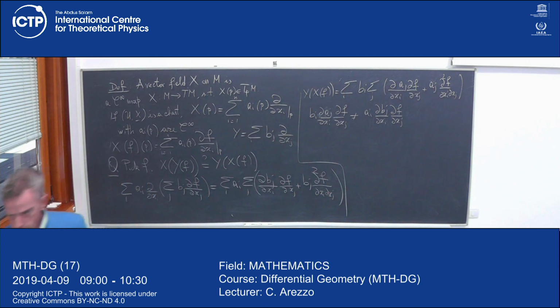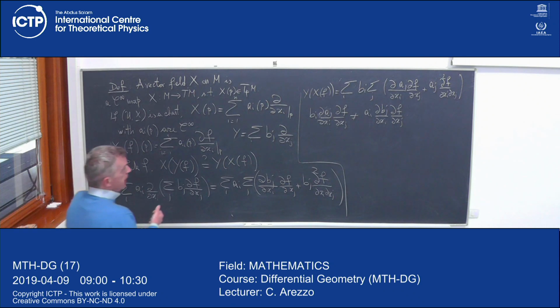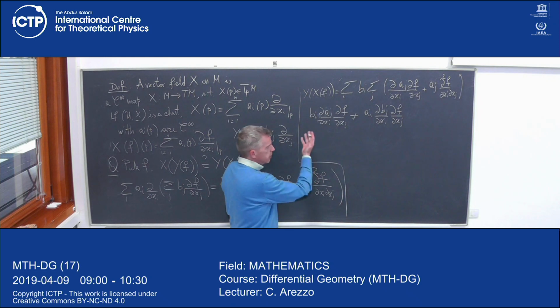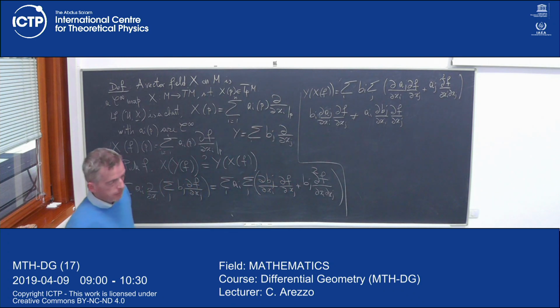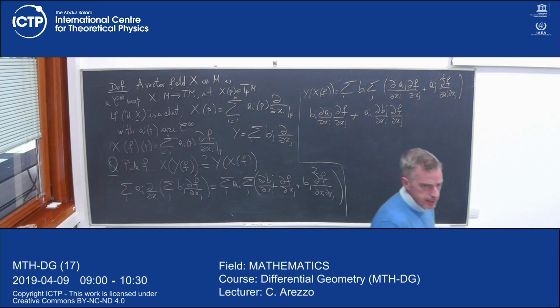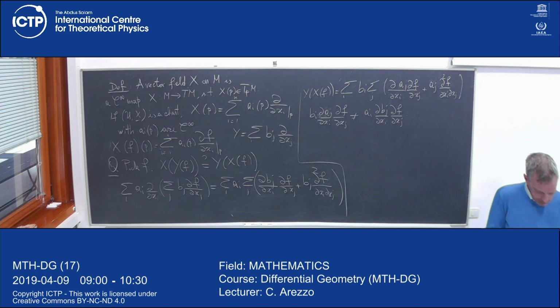Okay, there's absolutely no way, because this has to be true for any f. I mean, if two things are the same, it means they act in the same way on every function. But mind you, of course, there are choices of x and y for which this is true, but not for any choice of x and y. For example, if for some reason a and b are constants, this term disappears. But this is an accident, it's not a general function.